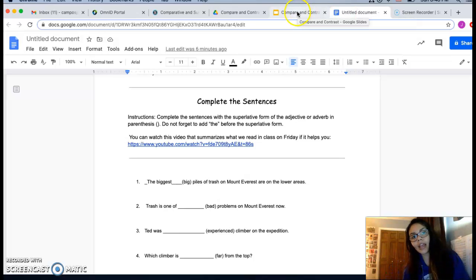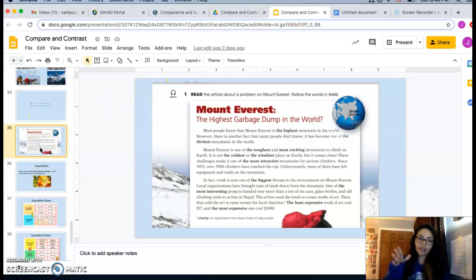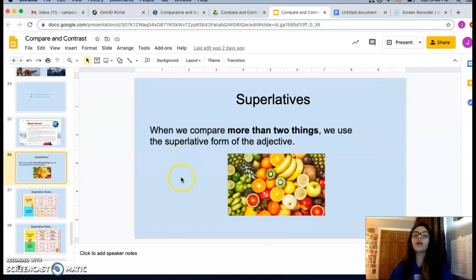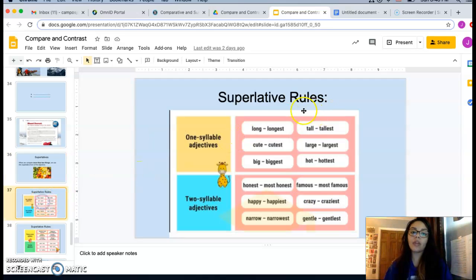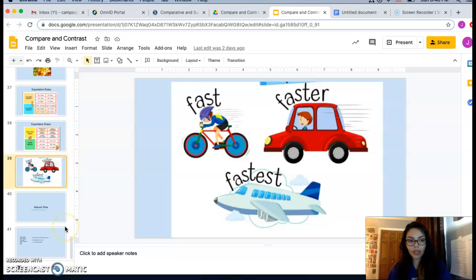So on Friday, if you guys don't remember, we read an article on Mount Everest, and it talked about how there's a lot of trash in Mount Everest. And we used this article to find superlatives. Superlatives are when we compare more than two things, we use this form to change our adjectives, right? And then we looked at some examples. Basically what you have to do is add an EST ending to your adjectives. That is what we learned, and we did all these activities that go along with it.